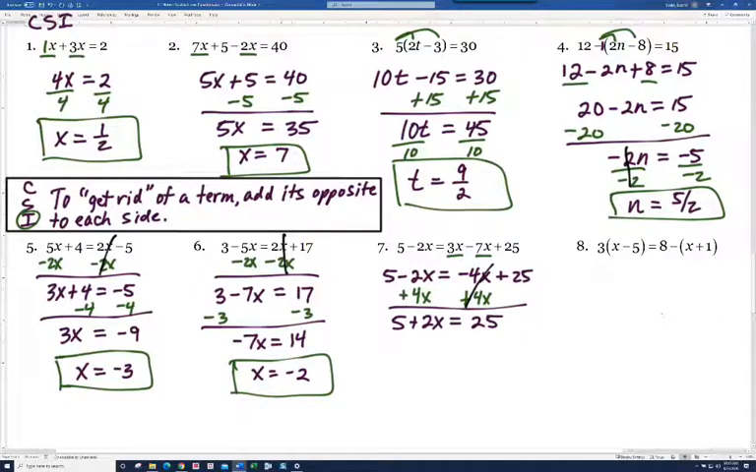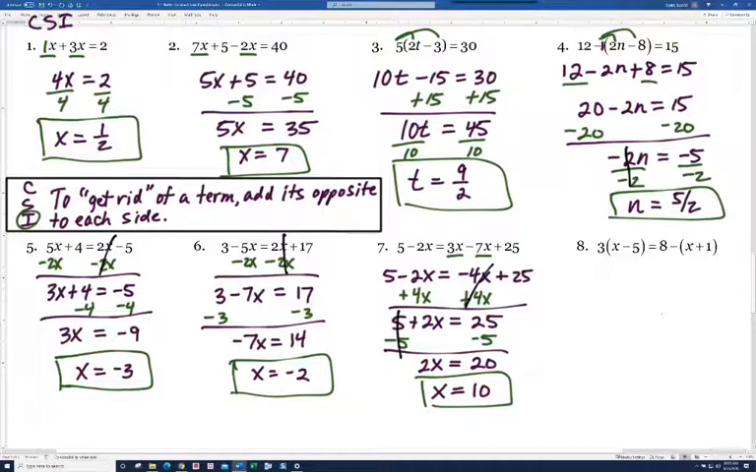Notice those cancel. And notice we now have a two-step equation. We're going to subtract 5 on both sides. On the left, the minus 5's cancel. You're left with 2x. On the right side, you've got 20. 2x is equal to 20, which means x is 10.